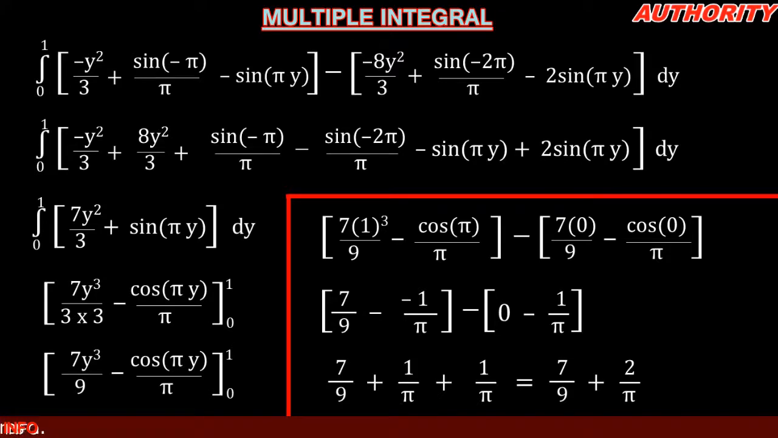So now the double integral over the indicated region we have solved gives us 7 all over 9 plus 2 all over pi. Alright? Yes.